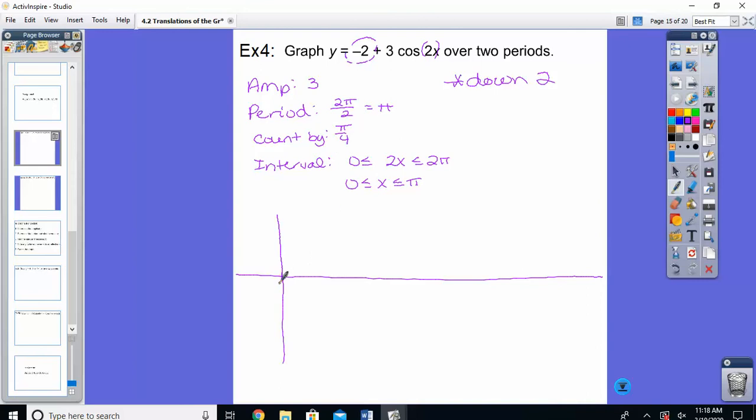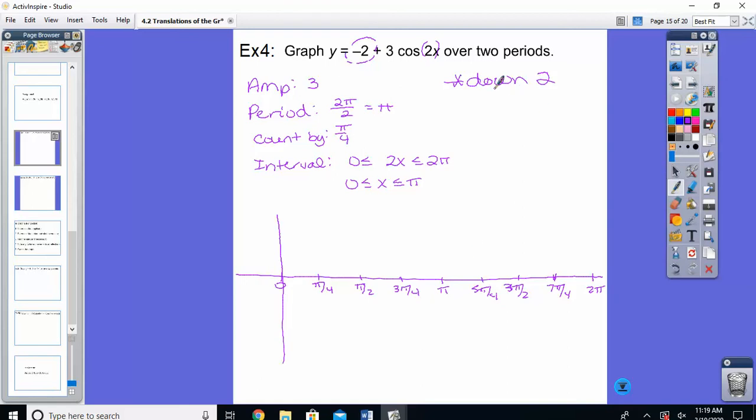Okay, I am starting at 0, counting by pi over 4. So pi over 4 plus pi over 4 is pi over 2, 3 pi over 4, and pi. I did ask for 2 periods, so can I go ahead and just add on 4 more points? Keep adding my pi over 4. That would give me 5 pi over 4, 6 pi over 4 is 3 pi over 2, 7 pi over 4, and 8 pi over 4 is 2 pi.